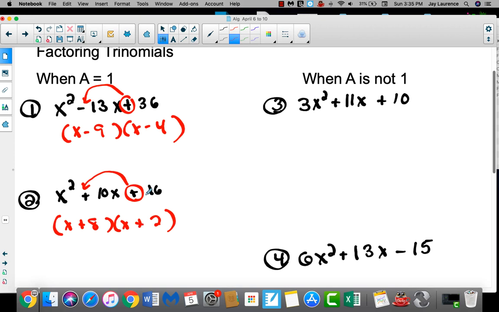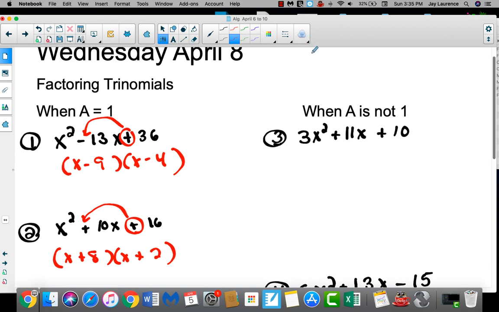All right. Now, when a is not 1, some of you will know how to do this, some of you won't, so I'm going to go over it in detail. First of all, we have to know the standard form of a quadratic looks like this. A is the coefficient of x squared. And since it's not 1, we're going to list out the factors of a, 1 and 3. And we're also going to list the factors of c, 1 and 10, and 2 and 5.